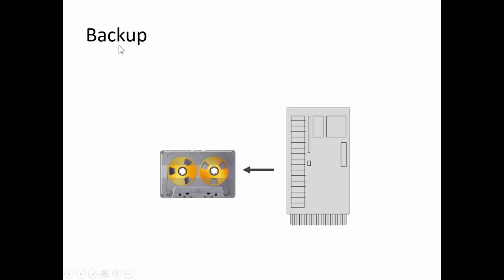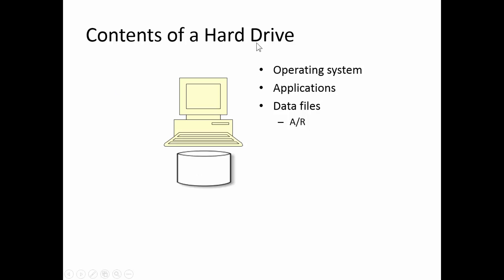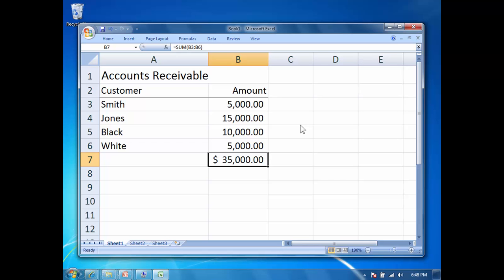Performing backups. I think everybody knows what a backup is. It's copying whatever is on the hard disk of the computer to backup tape, for example. Let's look at the contents of the hard drive. A hard drive contains an operating system, and it contains applications, and it contains data files. And if you have taken Introduction to Accounting, you know what an AR is. An AR is an accounts receivable. And an accounts receivable is a file that has a list of all your customers and how much money they owe you. And the reason we have an accounts receivable is so at the end of the month we can contact our customers and send them a bill and ask them to pay their bill.